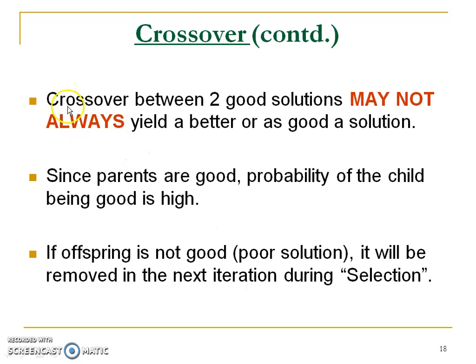Here are a few points regarding crossover. Crossover between 2 good solutions may not always yield a better or as good a solution. But since the parents are good, the probability of the child being good is high. If the offspring is not good, it will be removed in the next iteration during selection, because selection will depend on the fitness value.